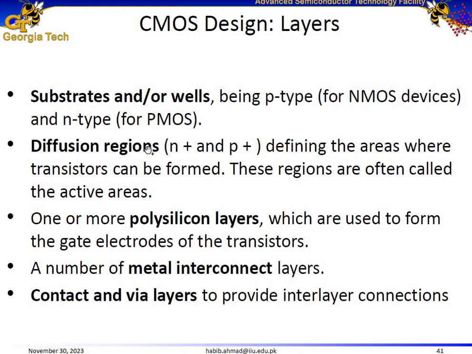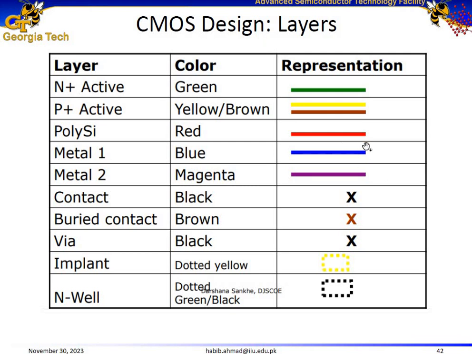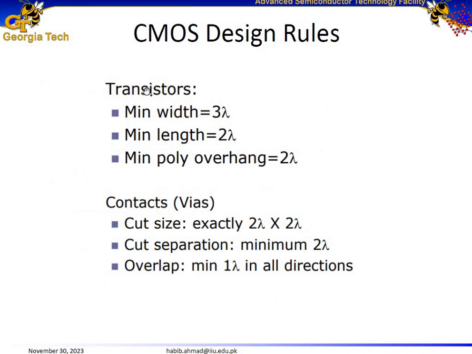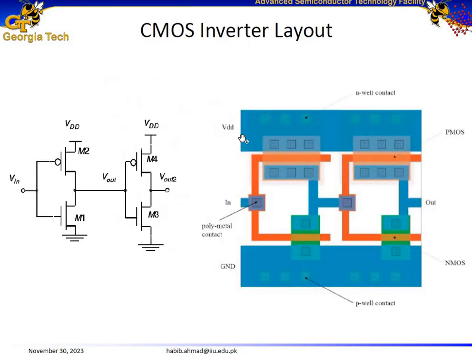There are different layers in our CMOS design: substrates and diffusion regions, polysilicon layers, metal interconnects, contacts, and via layers, and we associate different colors to them. And we also define some scalable design rules, that the minimum width should be this much and the minimum spacing should be this much. For example, in case of polysilicon, the minimum width should be 2 lambda. Similarly, the minimum width for transistors should be 3 lambda and the minimum length or L should be equal to 2 lambda.